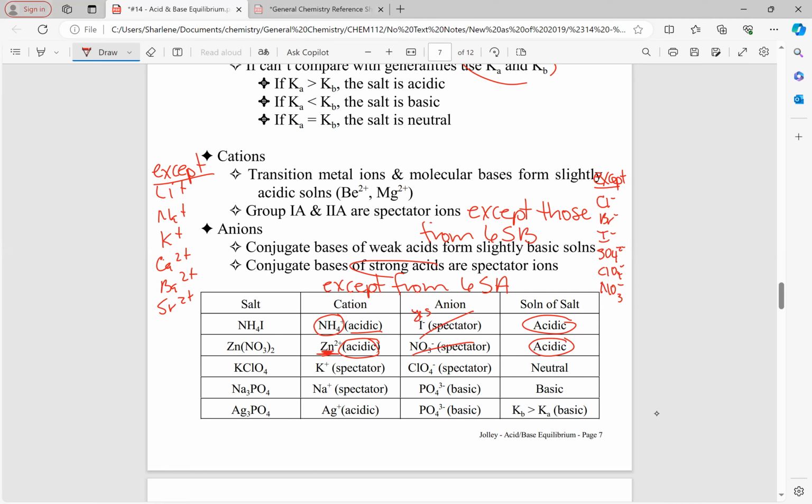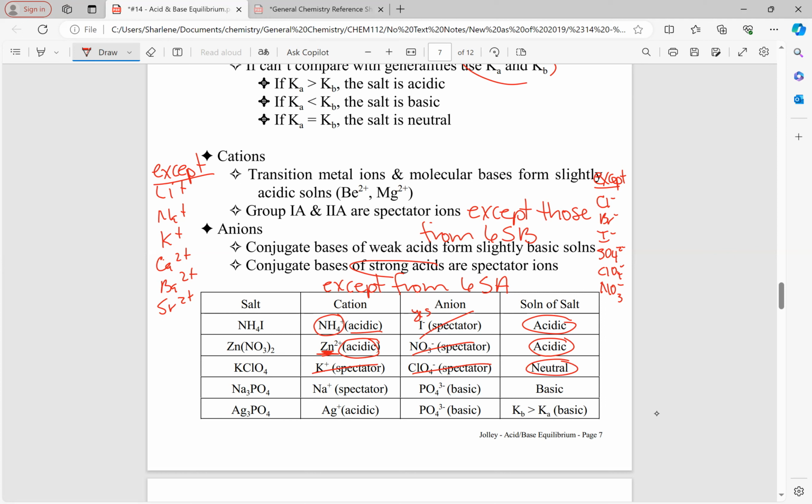All right. How about potassium perchlorate? Hey, potassium, did you come from one of the six strongies? Yes. Hey, perchlorate, did you come from one of the six strongies? Yes. So neither of them are trying to change the pH. They're just floating around and it will be neutral.